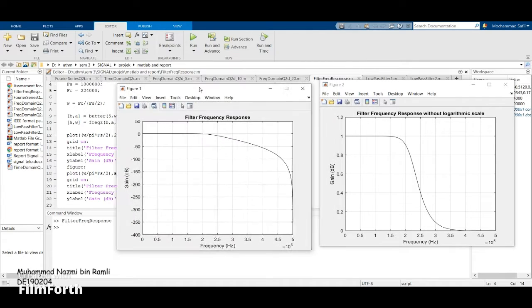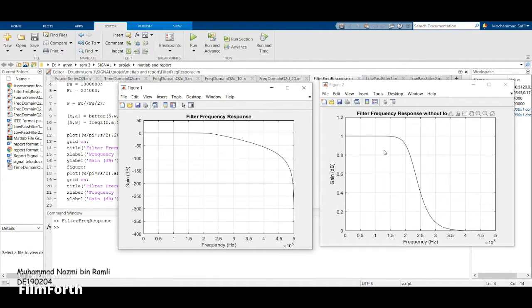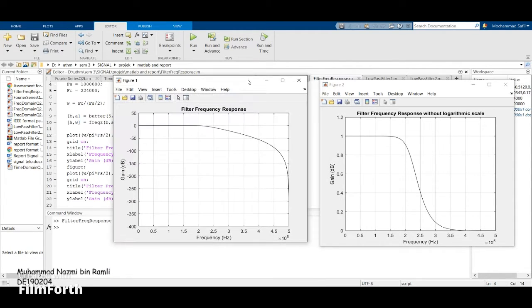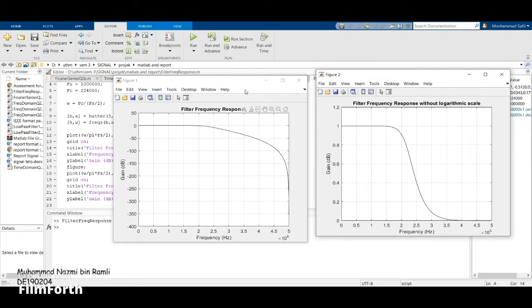After we run this coding, we have both graphs, showing frequency in hertz versus gain in decibels. The curve of the first graph is a little bit delayed compared to the second graph; the curves of both graphs actually bend at different frequencies. So this is the result for the low pass filter question.